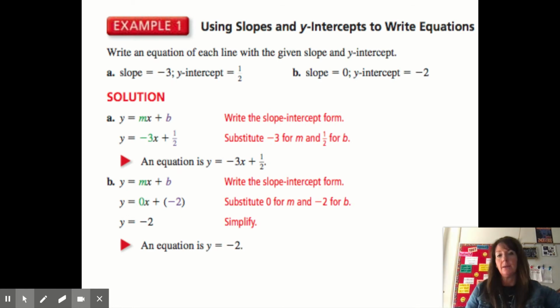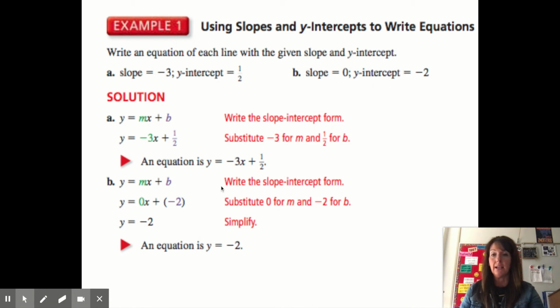So first example, if you're given the slope and the y-intercept, you should be able to write it in the form y is equal to mx plus b. Remember that slope is substituted for m, and the y-intercept is substituted in for b. So in this first example, with a slope of -3 and a y-intercept of 1/2, we get y is equal to -3x plus 1/2. For b, with a slope of 0, so this is going to be a horizontal line.